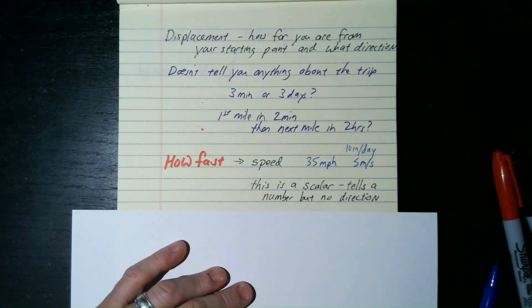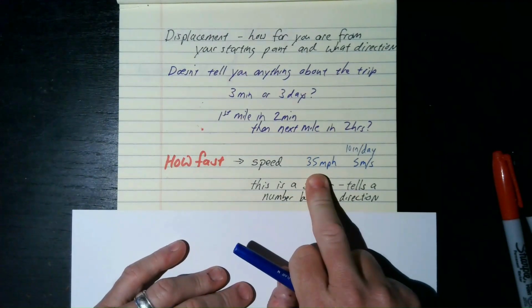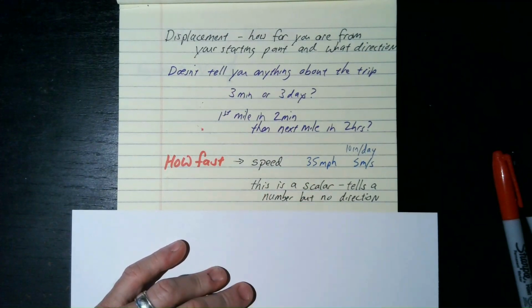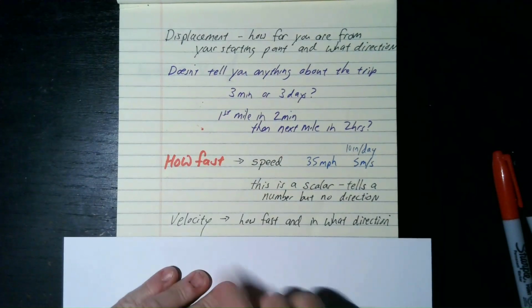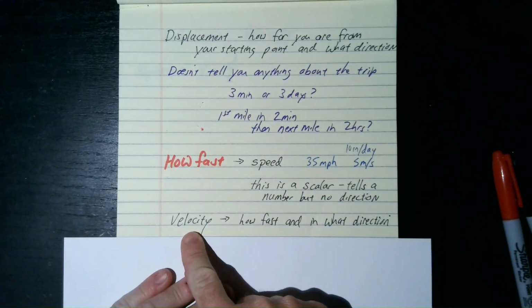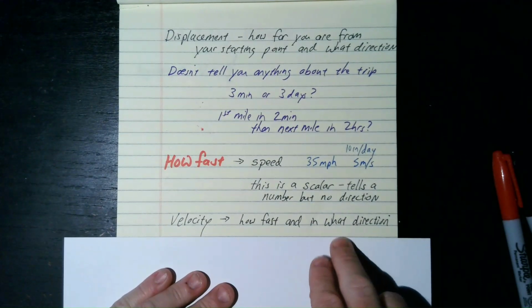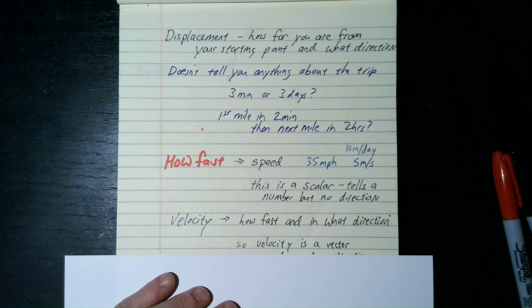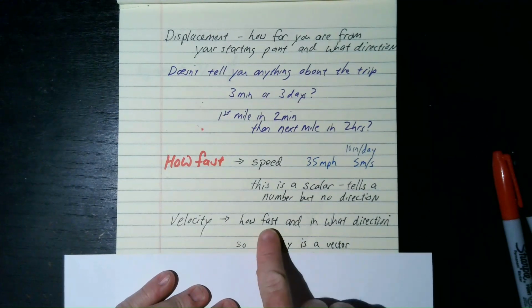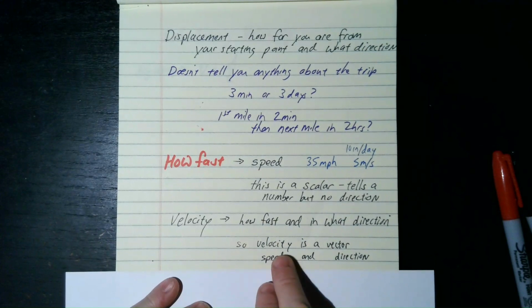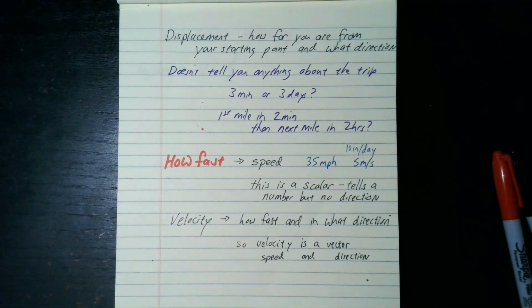And speed is a scalar. It only tells you the number, but it doesn't tell you which direction. 35 miles per hour, that could be north, south, east, or west, or anything in between. So speed is the scalar quantity. Whereas velocity, here's our next big term. Velocity is how fast and in what direction you are going at that speed. So velocity is a vector because it is a number quantity and a direction. It is both speed and direction.